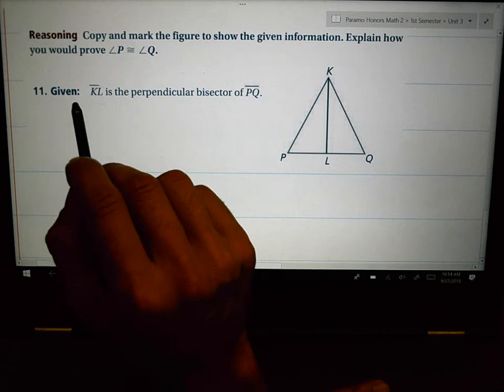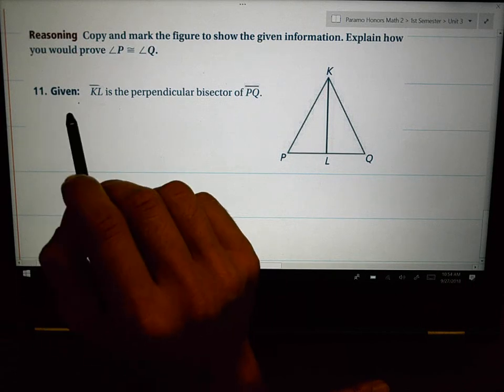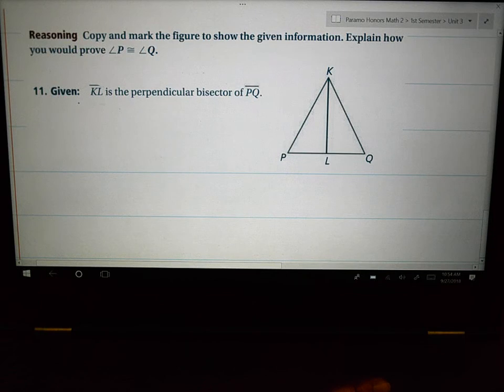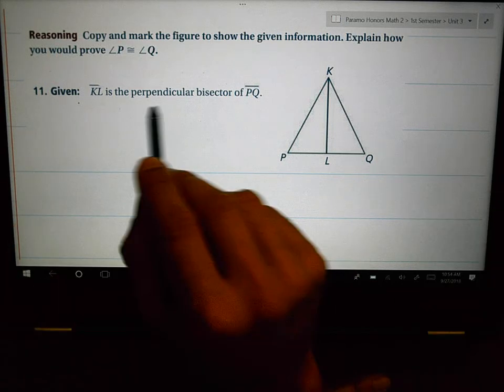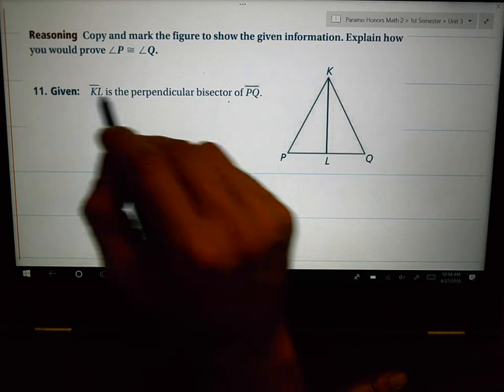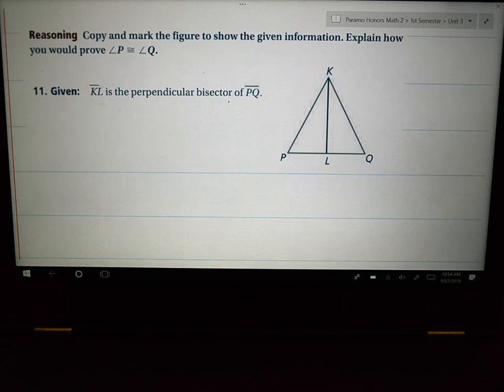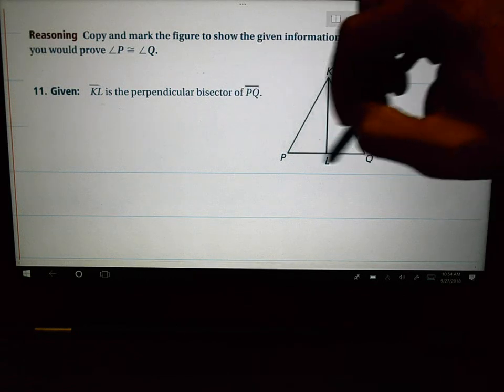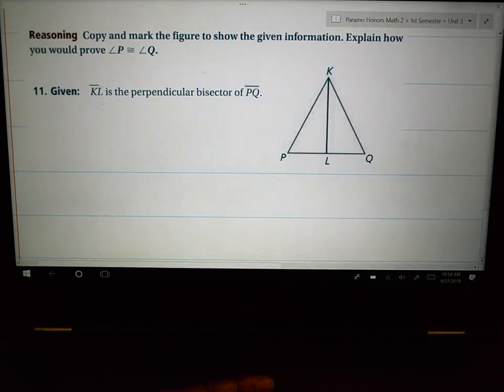Given. For number 11, because there's going to be a different given statement for number 10, and a different given statement for number 12, we can only assume that KL is the perpendicular bisector of PQ. That's the only thing we can assume. Okay? So, this is our given statement. Because this is not a formal two-column proof, I don't need to start with that. If KL is the perpendicular bisector of PQ, then I'm going to use this word, bisector.